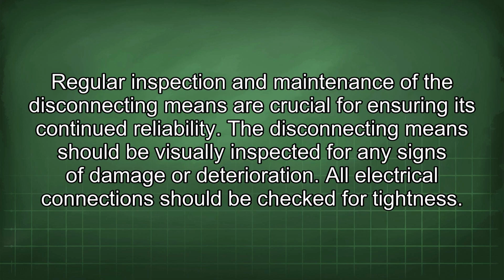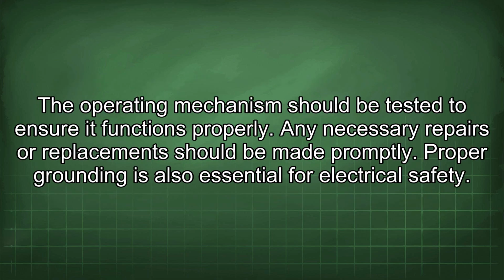Regular inspection and maintenance of the disconnecting means are crucial for ensuring its continued reliability. The disconnecting means should be visually inspected for any signs of damage or deterioration. All electrical connections should be checked for tightness. The operating mechanism should be tested to ensure it functions properly. Any necessary repairs or replacement should be made promptly.